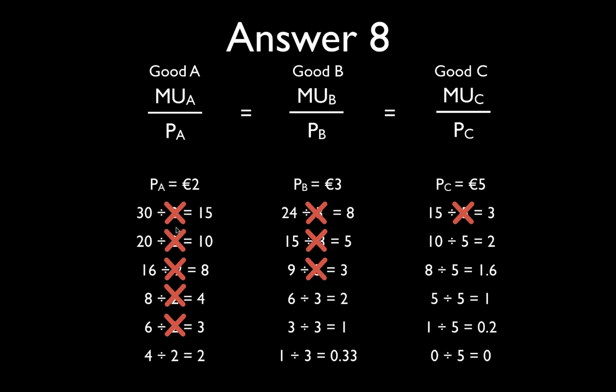And now he has spent all of his money because he had €24 to spend. 2, 4, 6, 8, 10, 19 and 5 is €24. He has spent all his money, and he spent his money in such a way that the ratio of marginal utility to price is the same for all goods consumed.